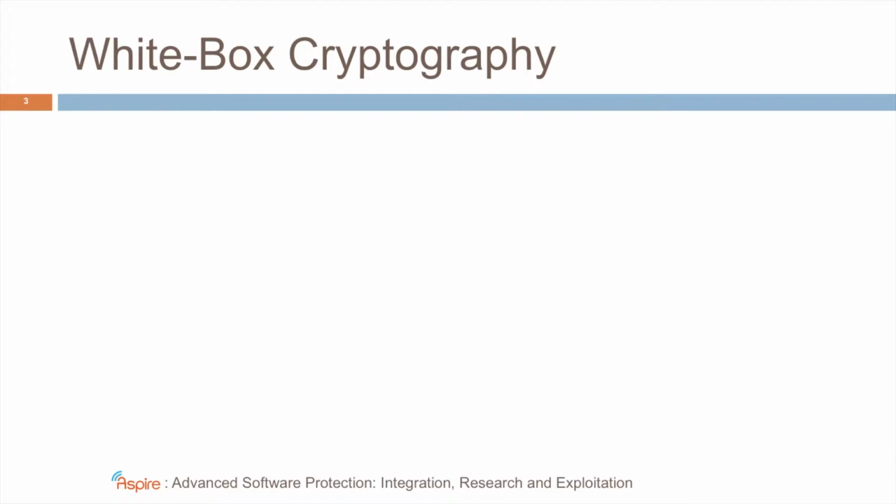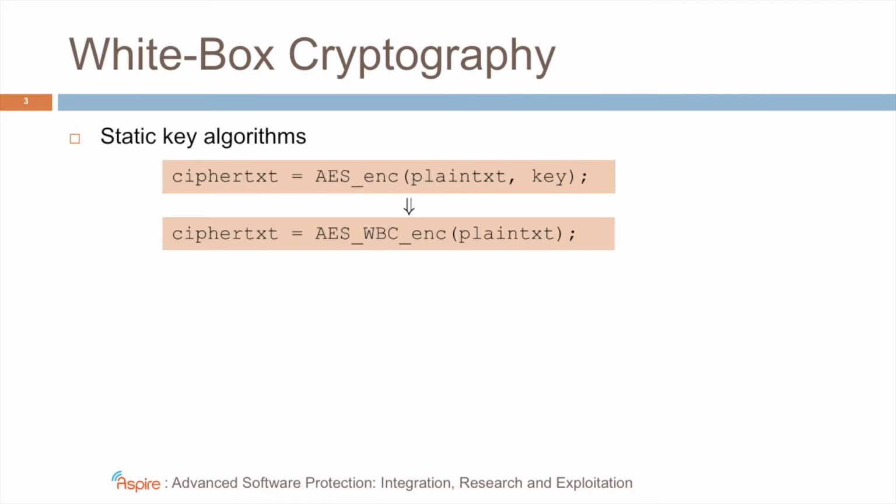Now, there are two forms of white box cryptography that we support in the project. The first concerns static key algorithms. In this case, the original program contains a function to perform a cryptographic primitive, in this case AES encoding, and this function is fed a key. So obviously, the key will occur in the program. The goal of white box crypto protection is to replace this function call by another function call that only has the plain text as argument, and the key, instead of occurring as an argument, should be embedded in the code and the data that implements the function.